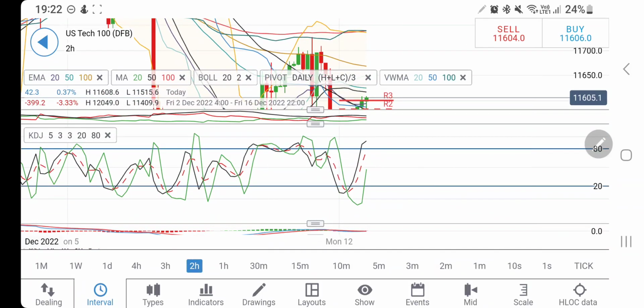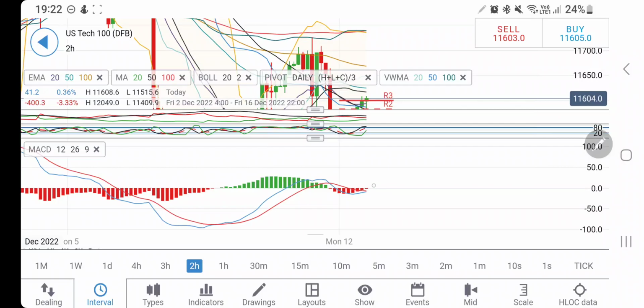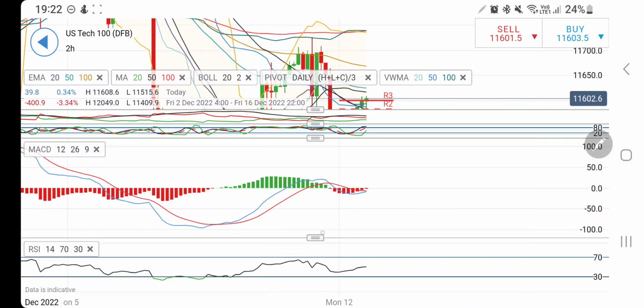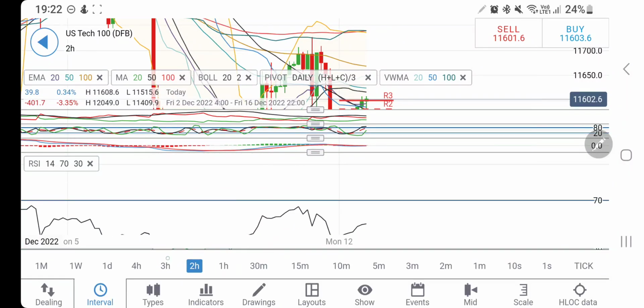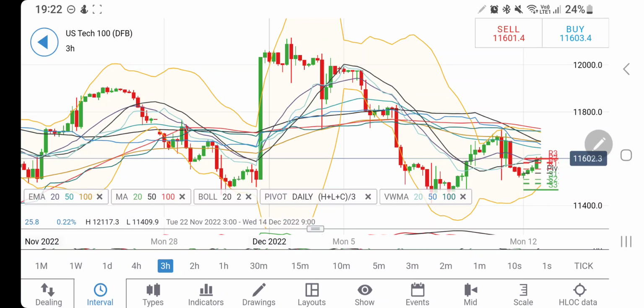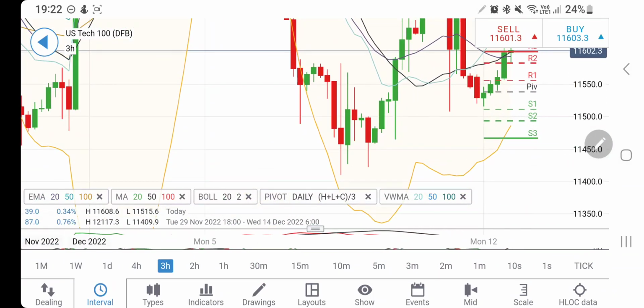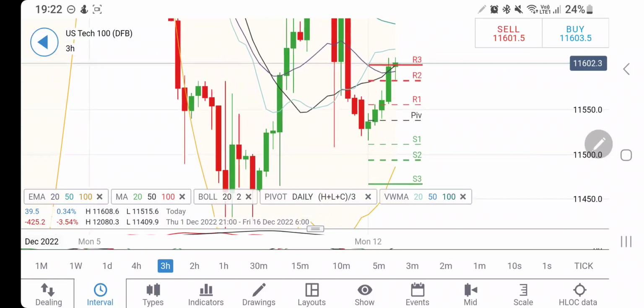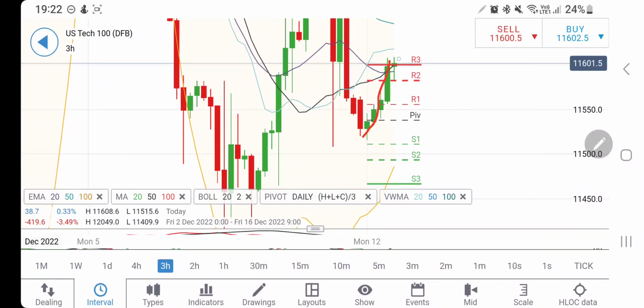Stochastic has come back to overbought levels on Nasdaq 100. MACD is trying to cross over for a bullish move. RSI is looking upwards. And if you look at the 3-hour charts, it has formed a megaphone pattern here, and possibly this candle might try to retrace a bit on the downside. 11,550, 540, and in fact 11,500 levels cannot be denied here.